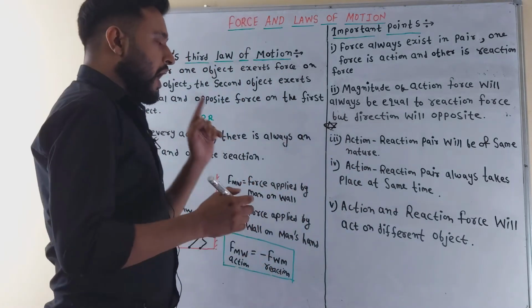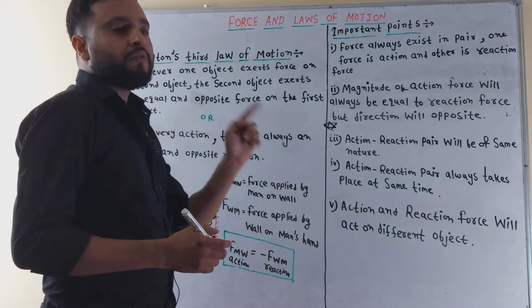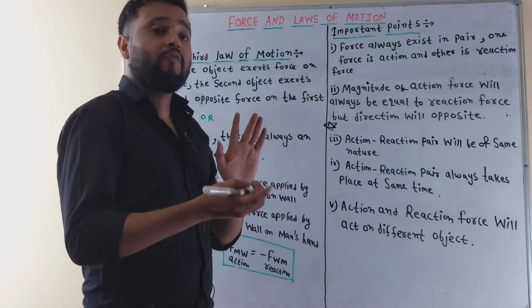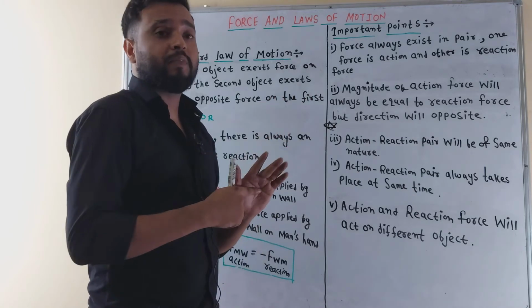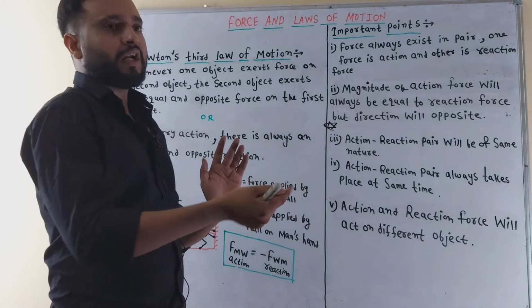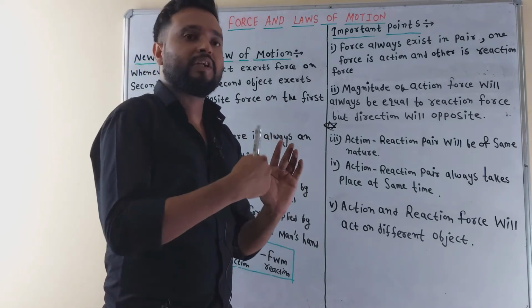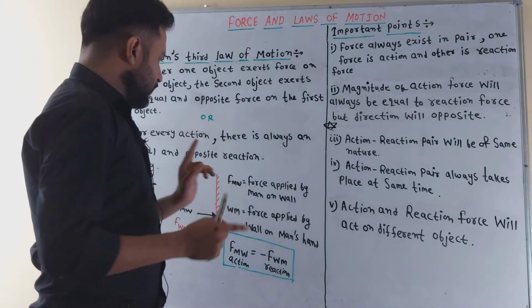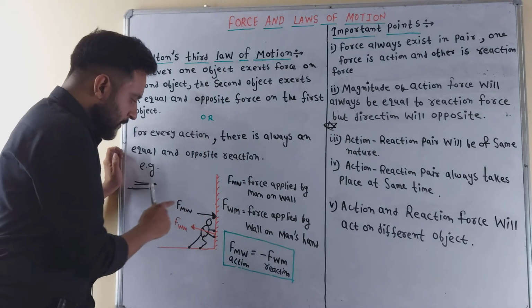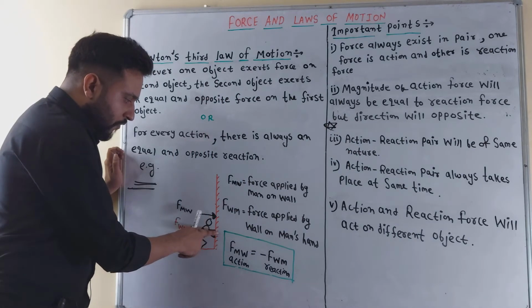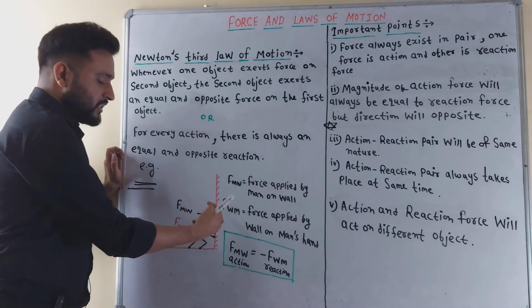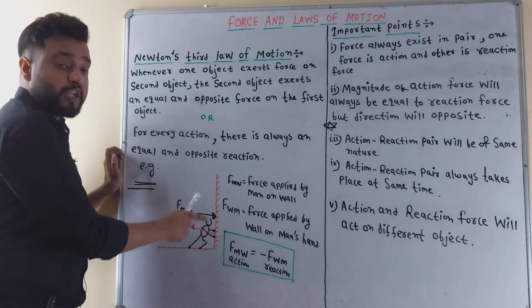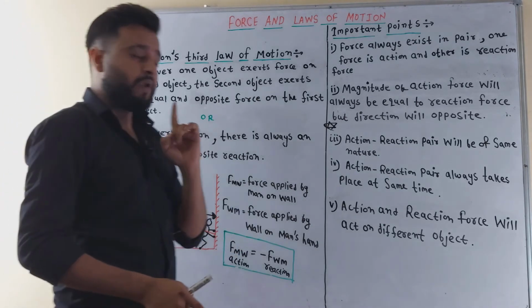Okay, the fourth point is, action reaction pair always takes place at the same time. Yes, if at a particular moment action force is taking place, then reaction force will also take place at that same time. It will never happen that action and reaction pair will take place at different times. As we are seeing in this example, this man is applying the force on the wall. At the same time, the wall is applying the same force on the man's hand at that same point. Okay, this is very important.